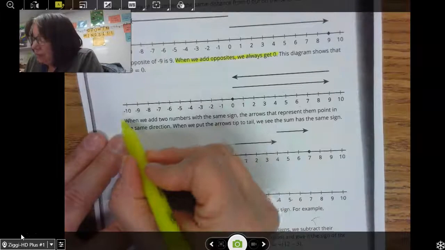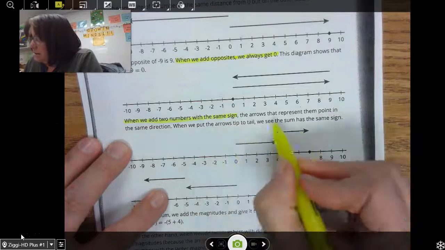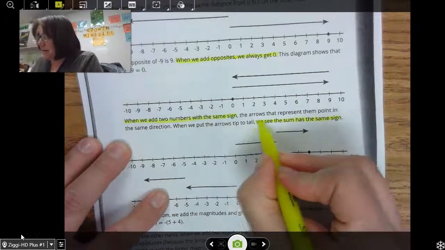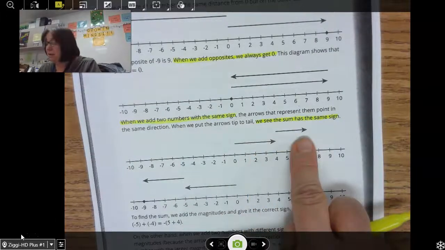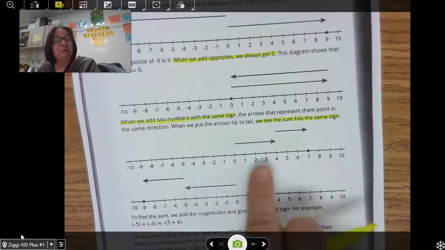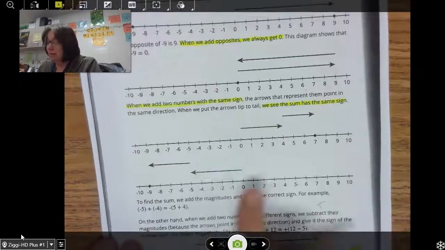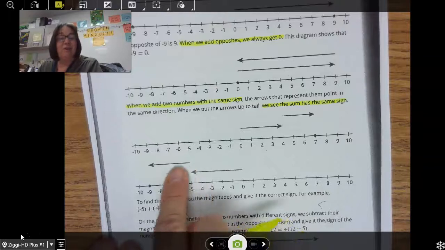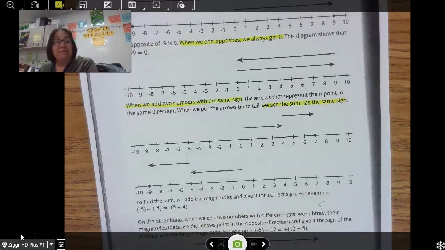Now, when we add two numbers with the same sign, we see the sum also has the same sign. So if I add a positive and a positive, I'm always going to get a positive number because I'm always moving to the right. Okay, it can't be anything but positive. When you have a negative number and you add a negative number, you're only going left. So your answer has to be negative. So two positives, when we add them, will always make a positive, and two negatives will always make a negative.